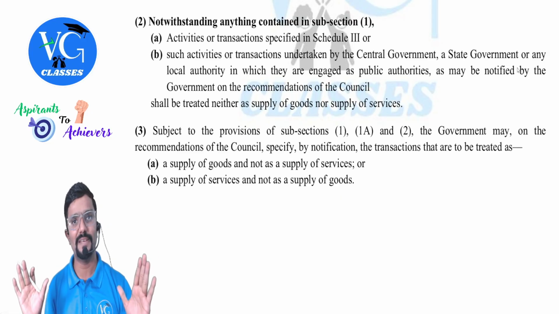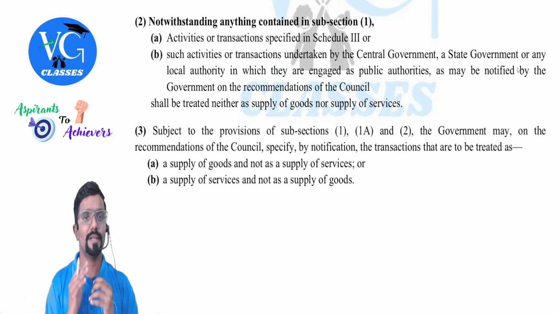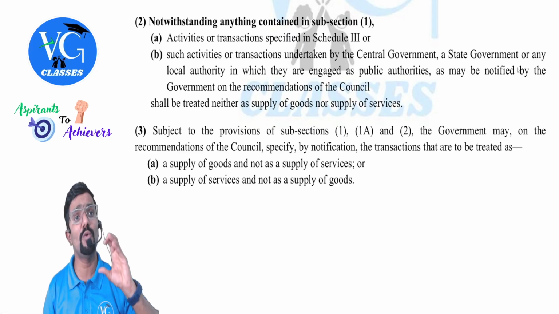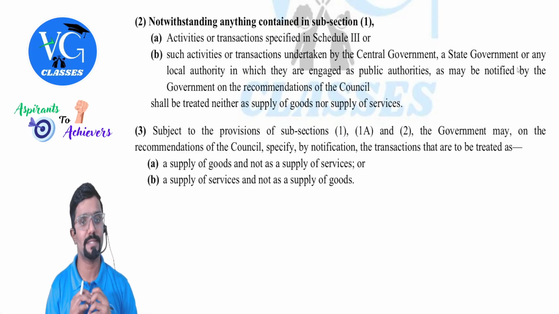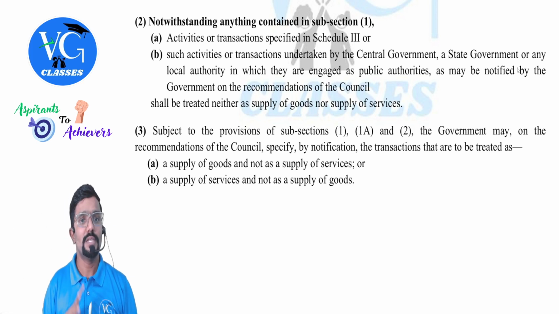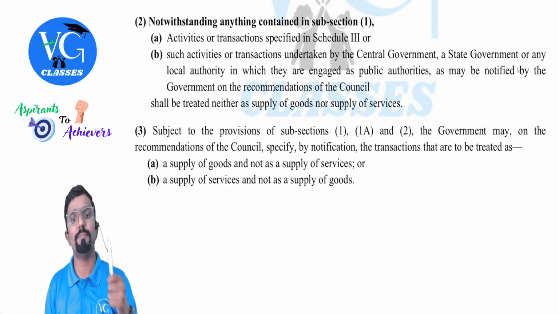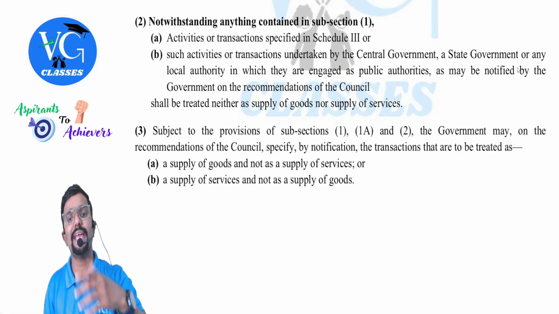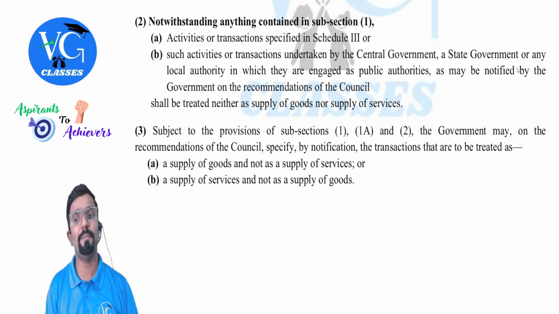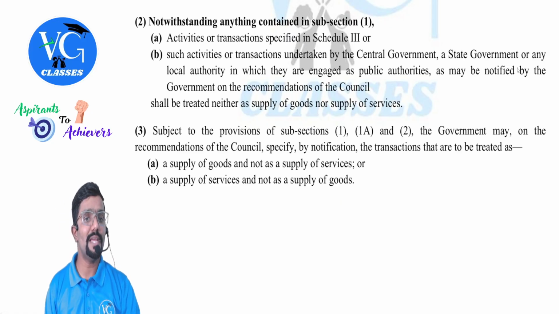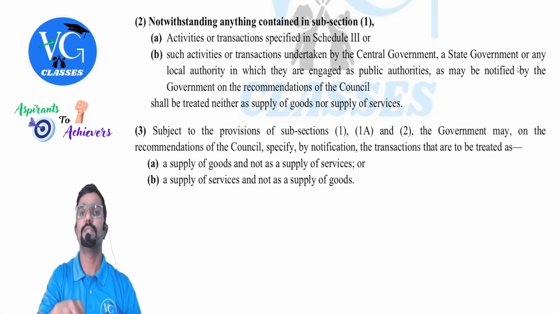Subsection 1 completely we have done with, including subsection 1 capital A. Now subsection 2. Notwithstanding anything contained in subsection 1 means subsection 2 will override subsection 1, guys. Activities or transactions specified in schedule 3 or such activities or transactions undertaken by a central government, a state government, or any local authority in which they are engaged as public authority as may be notified by the government on the recommendation of GST Council shall be treated neither as supply of goods nor supply of services, guys.